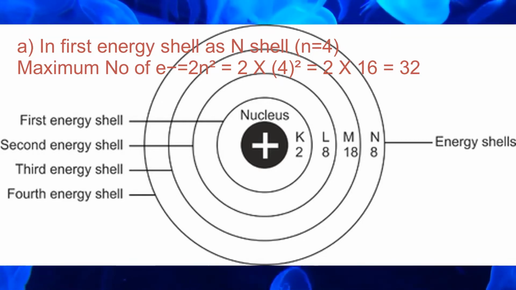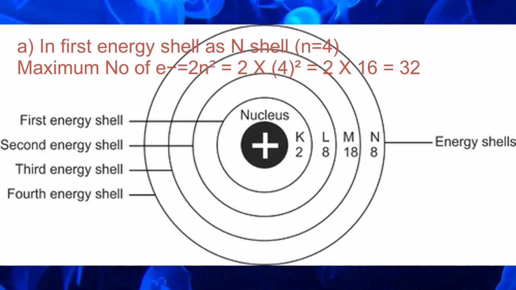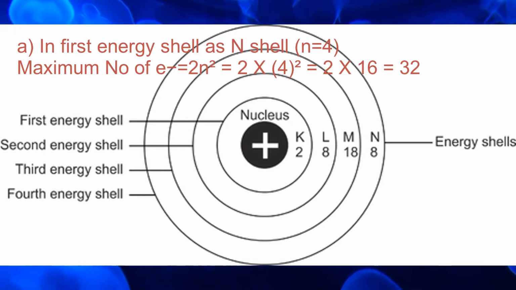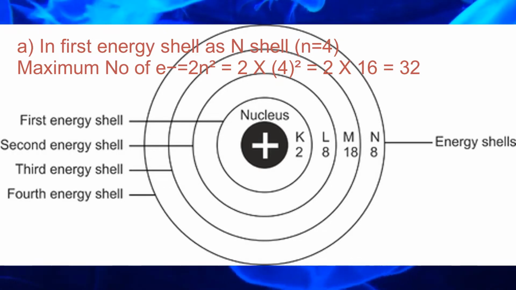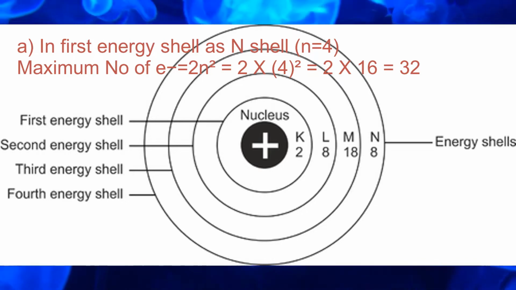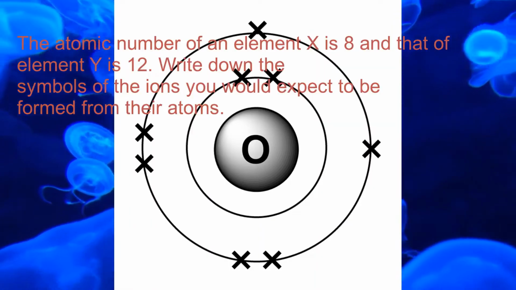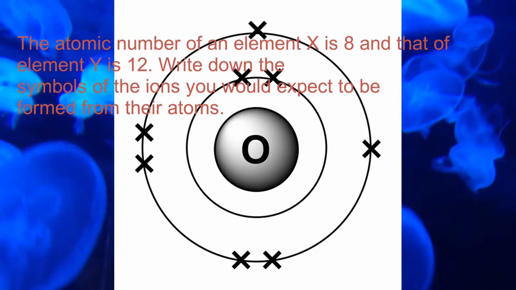The outermost shell in an atom cannot have more than 8 electrons, even if it has a capacity to take up more than 8 electrons. This is known as the octet rule. The atomic number of an element X is 8 and that of element Y is 12. Write down the symbols of the ions you would expect to be formed from their atoms.